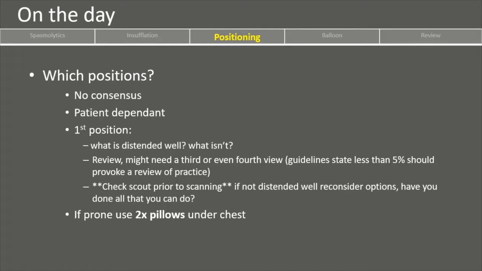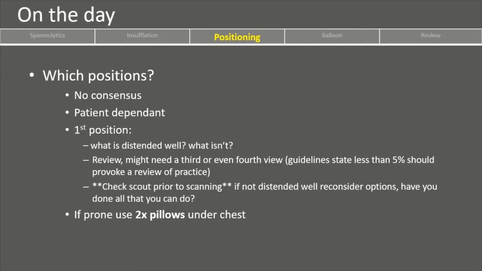Which position to use? Well, again, there's no consensus and it is patient dependent. And also, as I said earlier, you are tailoring the study to the patient. So once you've done your first position, you need to review it to decide what is distended well and what isn't. And that will tailor then your choice of second position. And it's important then you review that second position. Do you need a third view or even a fourth view?